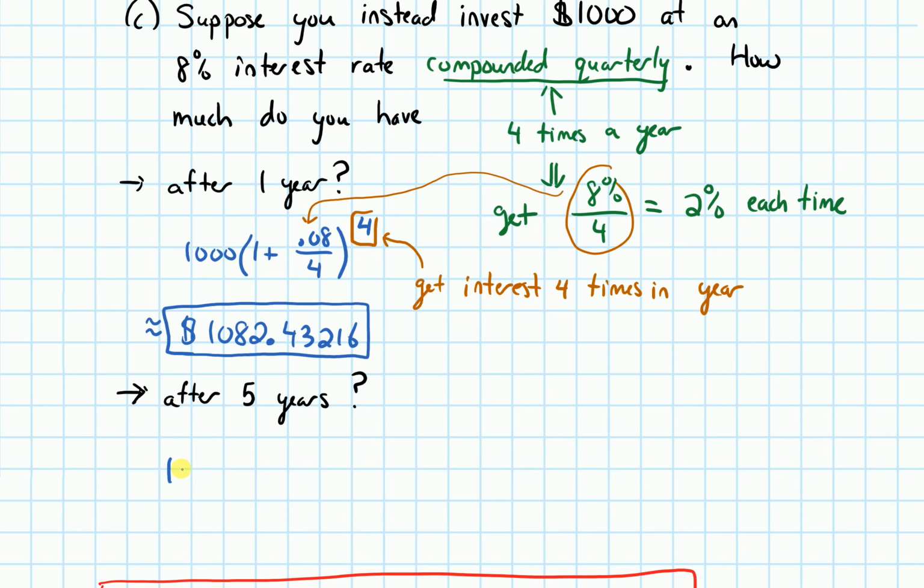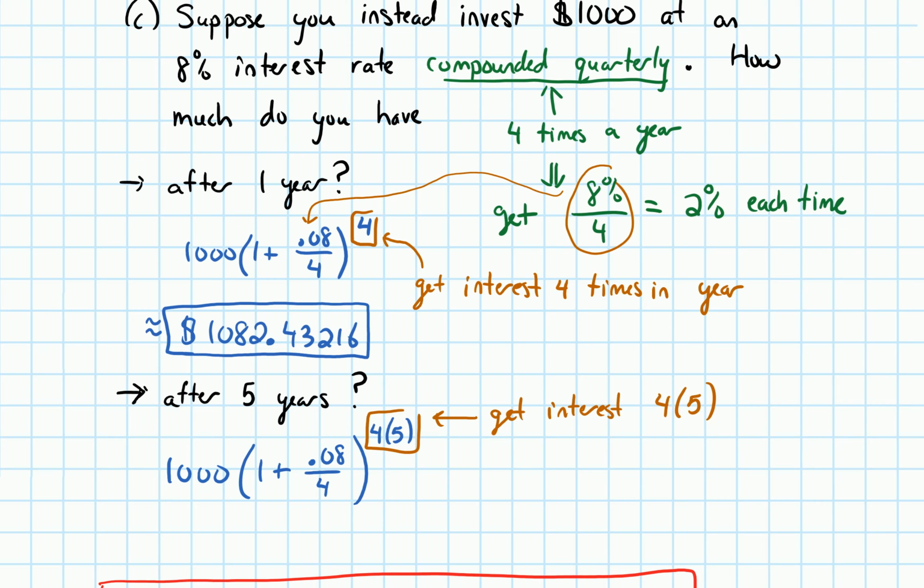Well, we start with the initial amount again, the 1,000. We'd multiply it by 1 plus the interest rate, and we're dividing that 0.08 into 4 equal pieces. But how many times would we accrue interest over a 5-year span? Well, we get it 4 times a year. Multiply that by 5 for 5 years. So this exponent again is because we are getting interest 4 times 5, 4 times a year, multiplied by 5 years, which is 20. We're getting interest 20 times in 5 years.